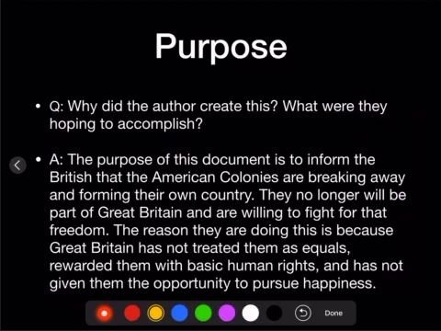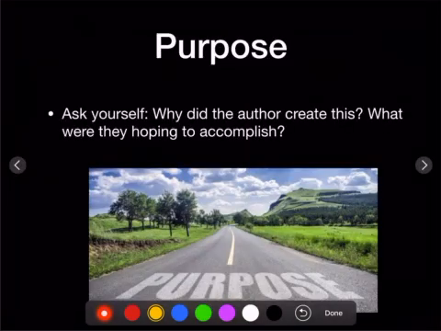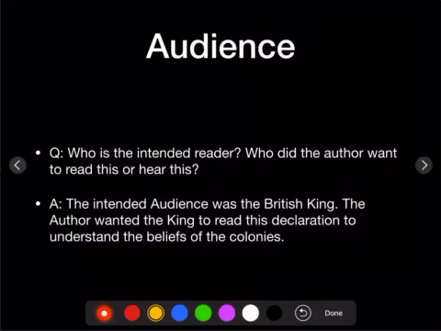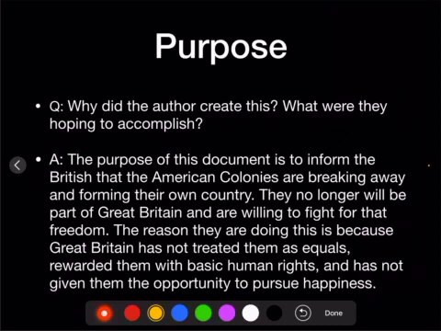Purpose. So why exactly was this created? Why did they create the Declaration of Independence? Well, the Declaration of Independence was created so that the colonies could inform the King of England that they were breaking off and forming their own country. And they also wanted to detail some of the reasons for this. They said we're not treated as equals, we do not get basic human rights, and we can't pursue our own happiness or what we would like to pursue in our life. So because of that, they're saying we're breaking off and forming our own country.